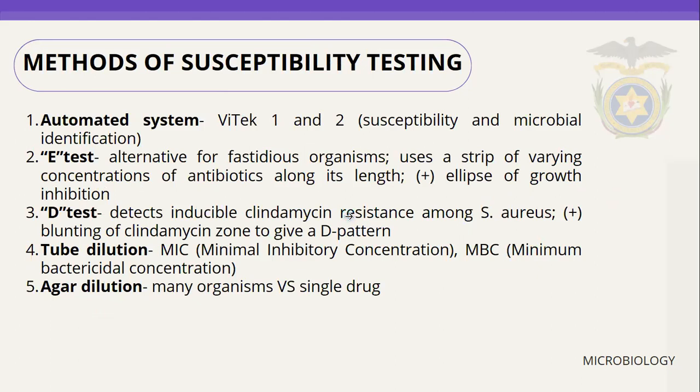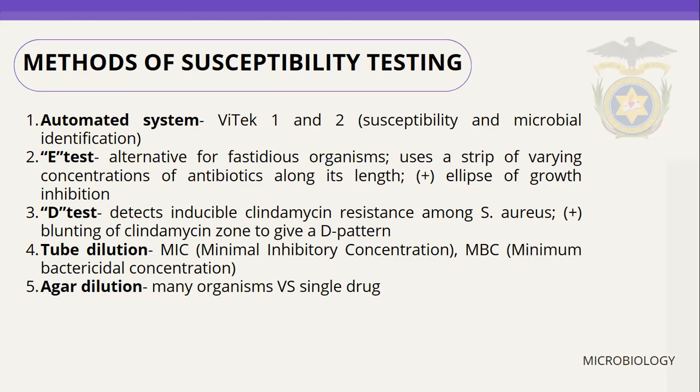So now let's proceed to the last part of part one of the microbiology, which is the methods of susceptibility testing. Number one here is our automated system, and our example is our Vitek 1 and Vitek 2. These are machines that are used for susceptibility and microbial identification. And we can often see them in our respective laboratories and other research institutions.